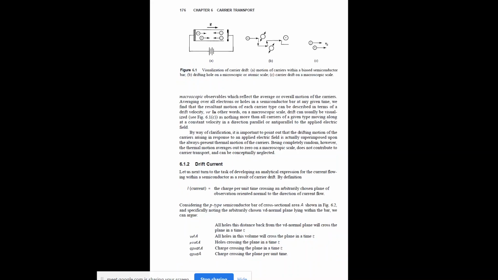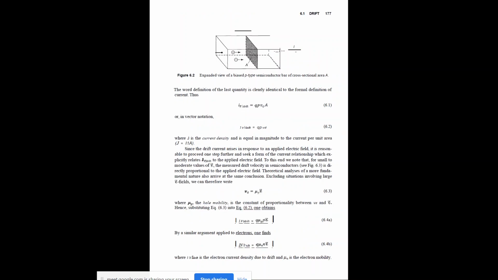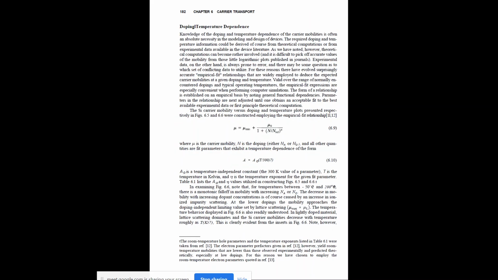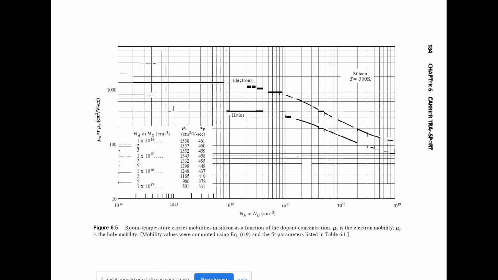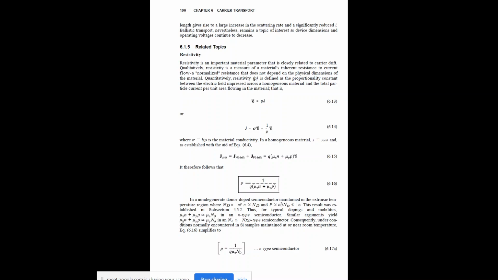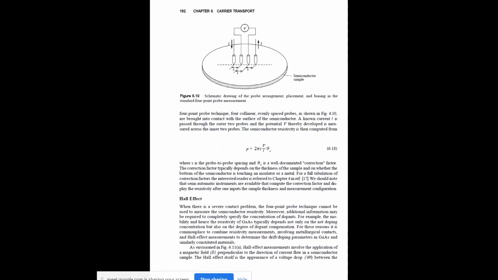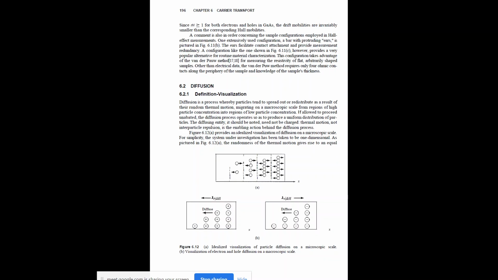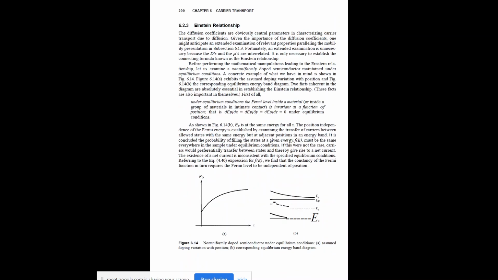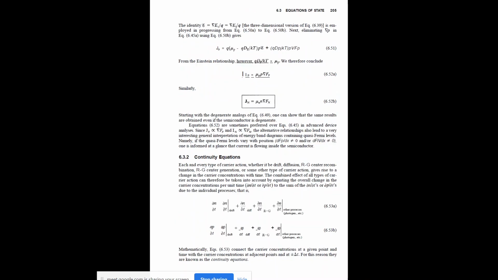After this is the most important chapter that you need to go through. Here they have talked about drift, drift current, and then mobility and its theoretical considerations. Here you will be able to understand how velocity saturation happens, and carrier transfer and all this. Then comes the topic of resistivity. Sir has already taught the derivations of it, the Hall effect, and diffusion, which we are right now talking about: the definition and visualization, how diffusion happens, the equation of diffusion currents and its assumptions, the Einstein relationship, and much more.